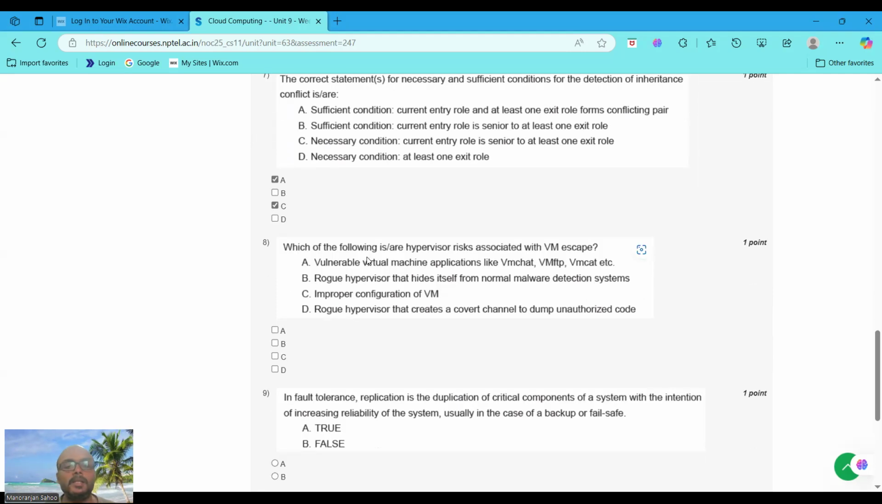Which of the following is the hypervisor risk associated with virtual machine escape? Option B: rogue hypervisor that hides itself from normal malware detection systems. And another one, option D: rogue hypervisor that creates a covert channel to dump unauthorized code. So for question 8, option B and D. We'll try to explain why we choose these two options.